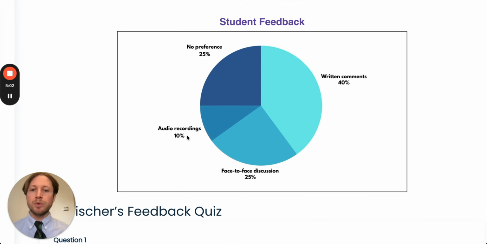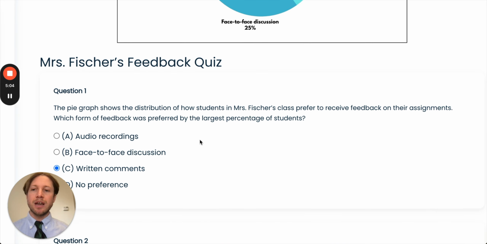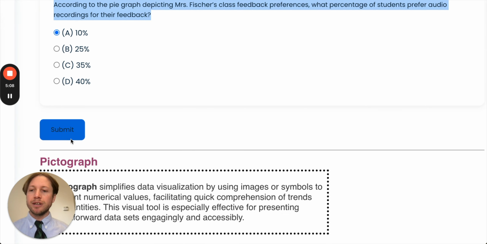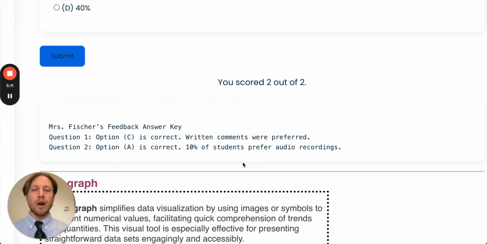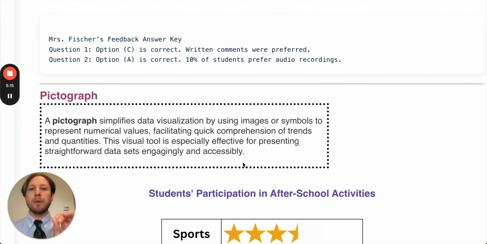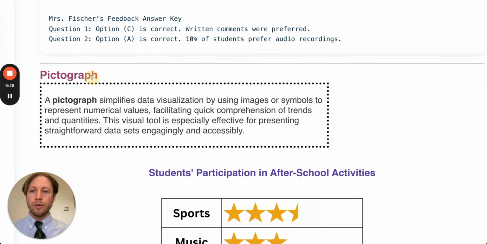This looks like 10% of students wrote that they prefer an audio feedback. So we'll mark the 10%, click the submit button, and we scored 2 out of 2. Good. Now, you will notice that not only the visual representations or the diagrams, but also the questions grow from simple to complex. So these questions and the diagrams get harder and harder. Let's move on to a pictograph.